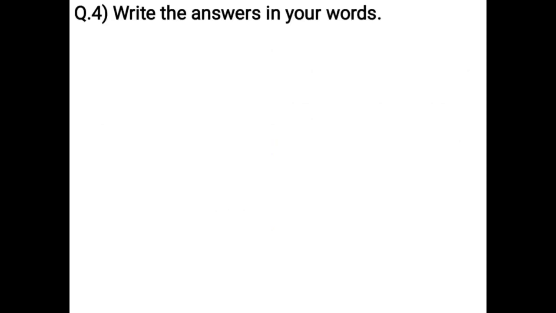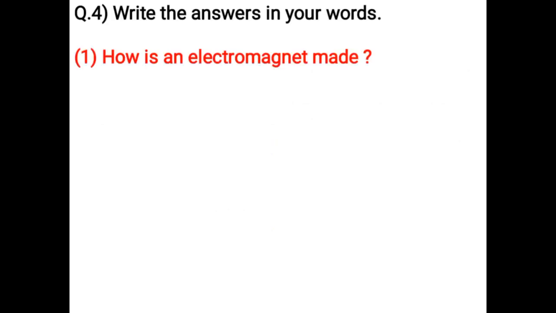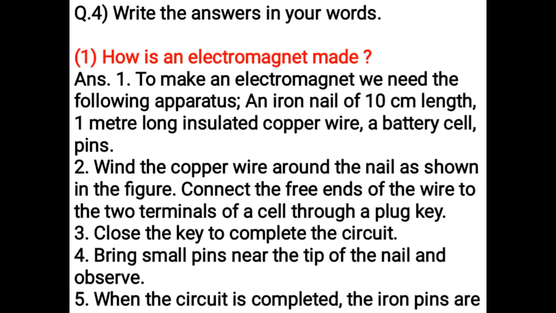Write the answers in your words. How is an electromagnet made? To make an electromagnet, we need the following apparatus: an iron nail of 10 cm length, 1 meter long insulated copper wire, a battery cell, pins.